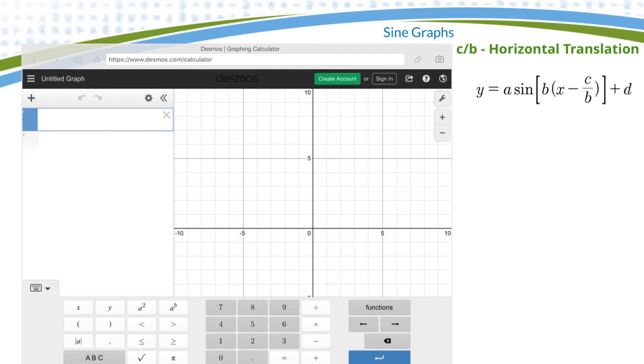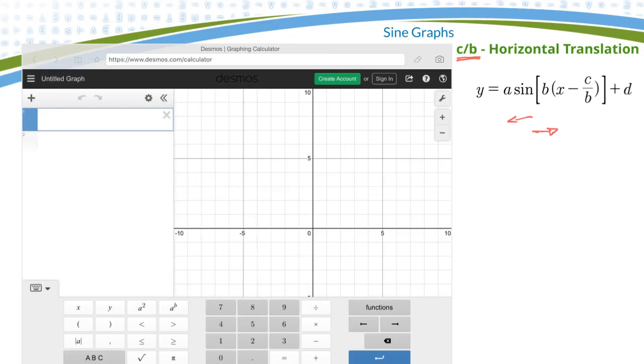Okay, now let's get on to c and b. Notice in my title here, I put C and B, because to get the horizontal translation, moving left or right, which is what this one is going to do, I need a combination of what C and B are. And you'll see that as I graph one.